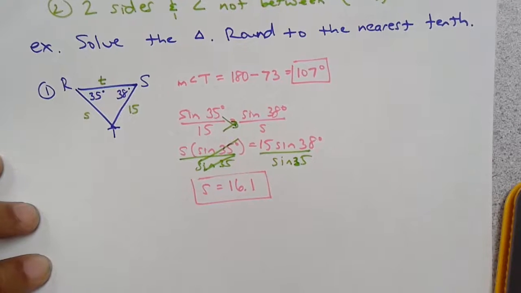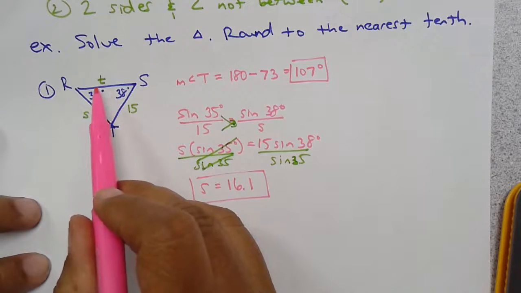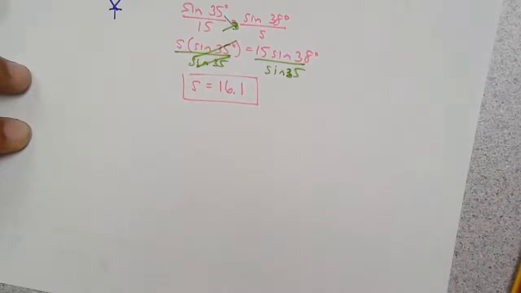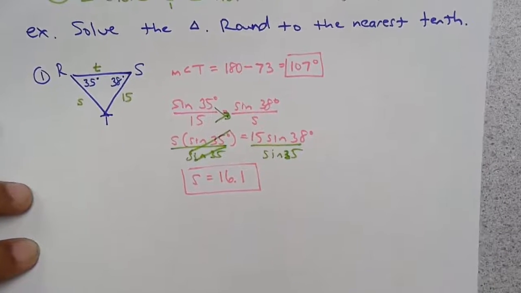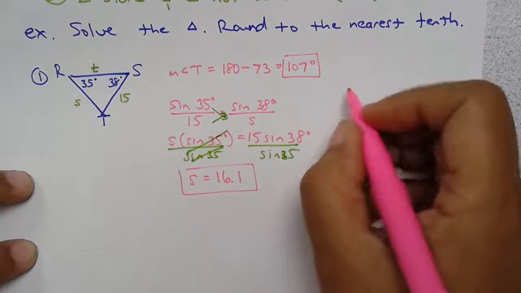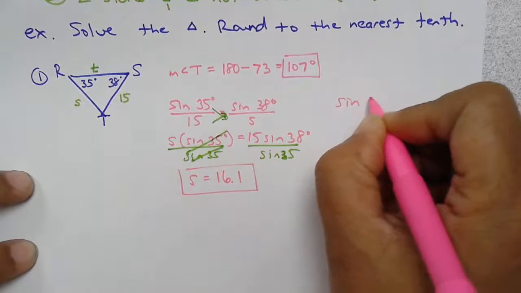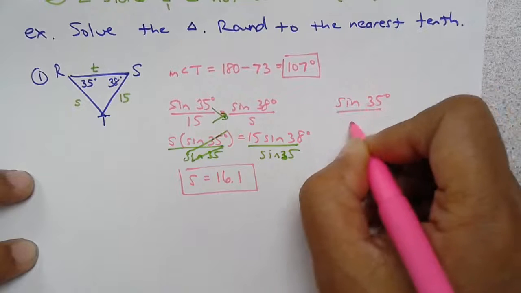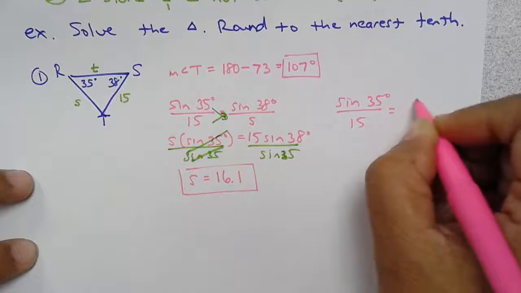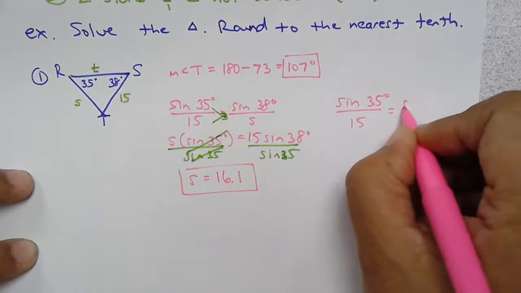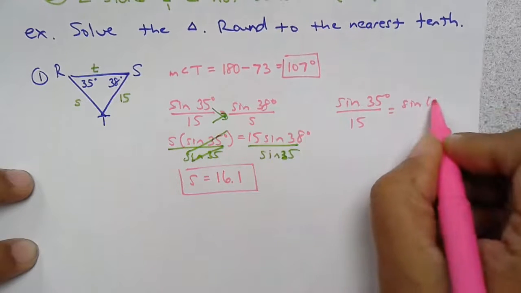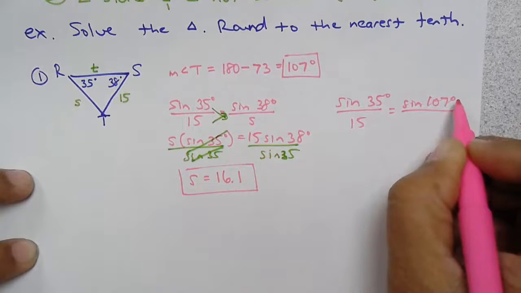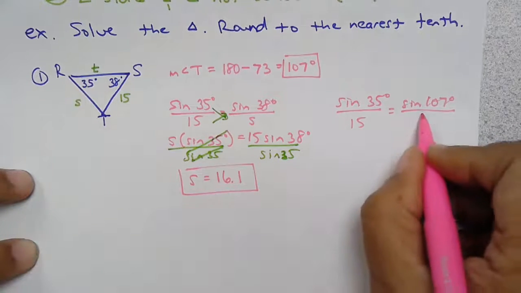And now all we have to find is side T. Remember that this is not a right triangle, so you cannot use Pythagorean theorem. We're going to have to use the law of sines again. Sine of 35 degrees divided by 15 equals, and then we're going to use sine of angle T, which we found up here was 107, over T.